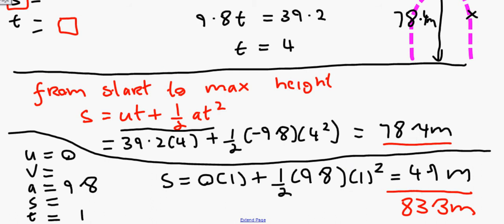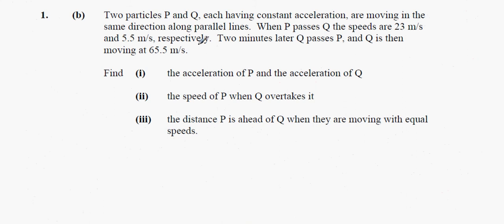Next question. Two particles P and Q, each having a constant acceleration. If it has a constant acceleration, that's why it's in the linear motion chapter, okay? Are moving in the same direction along parallel lines. When P passes Q, the speeds are 23 meters per second and 5.5 meters per second respectively. 2 minutes later, or 120 seconds later, Q passes P, and then Q is moving at 65.5.